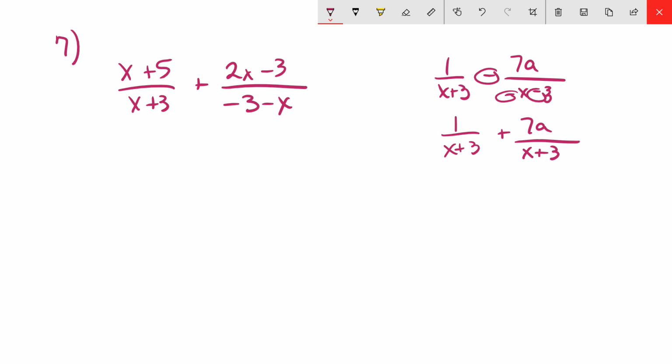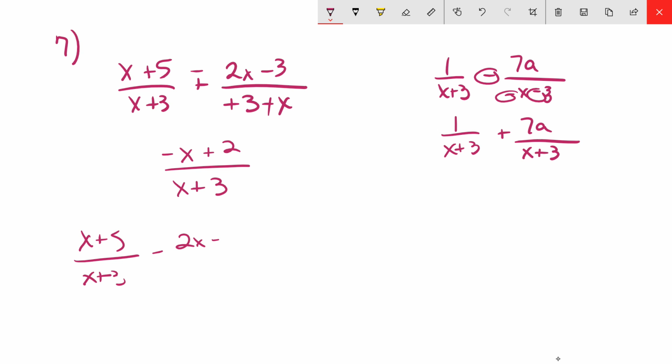Here it gets a little more confusing. If you decide to just change the signs, these two would become positive, and then this right here would become a negative. When I first did that, I put these things together, and the negative 2x plus the x gave me a negative x. Then I had this negative 3 and that 5 gave me a plus 2, all over x plus 3. Versus if I had this x plus 5 over x plus 3, and I have this negative 2x minus 3.